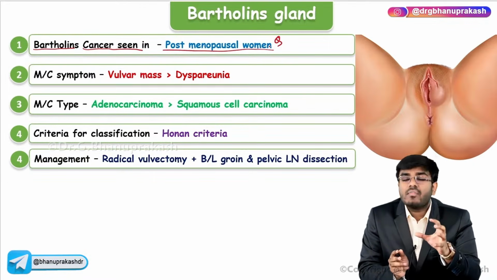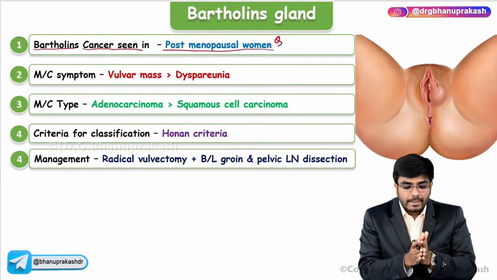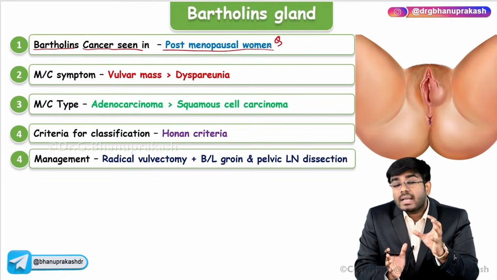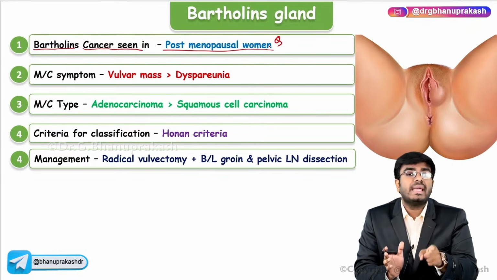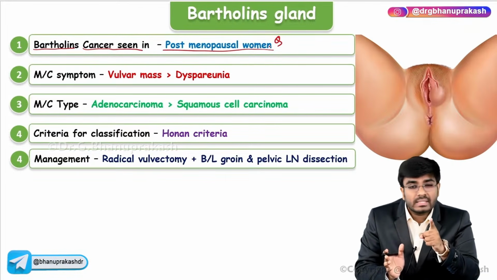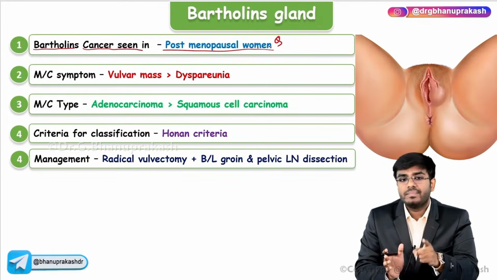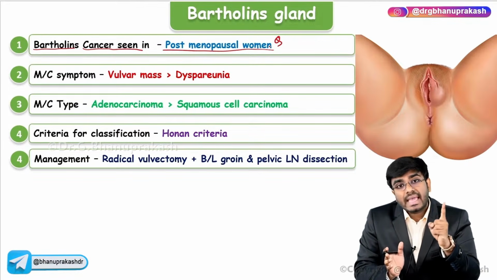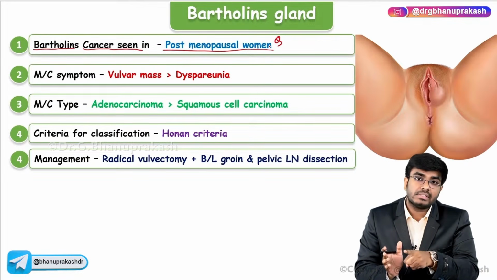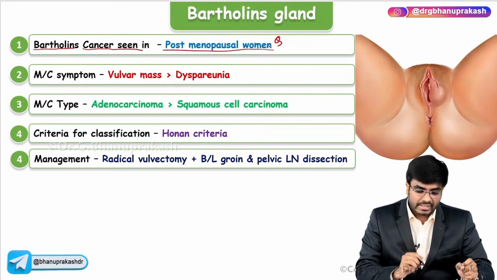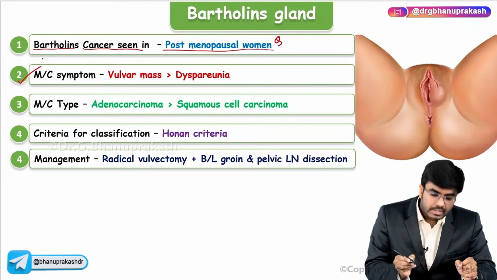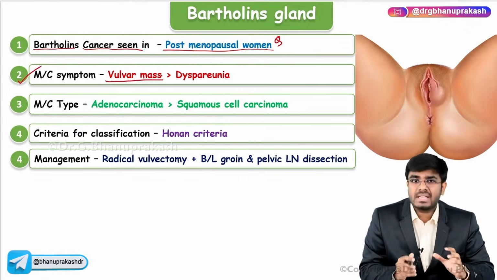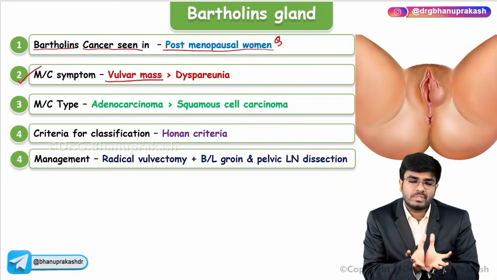So a swelling of the Bartholin's gland, you cannot simply leave it just like that. Why? Because with a swelling of the Bartholin's gland, you have to think of it as cancer unless proved otherwise. In an elderly female, I am repeating, swelling of the Bartholin's gland is to be considered Bartholin's cancer unless proved otherwise. So elderly females are at risk of getting this Bartholin's cancer. Now what is the most common symptom? If you are having a mass in the area of the vulva, definitely a vulvar mass is going to be seen. That's the most common symptom.